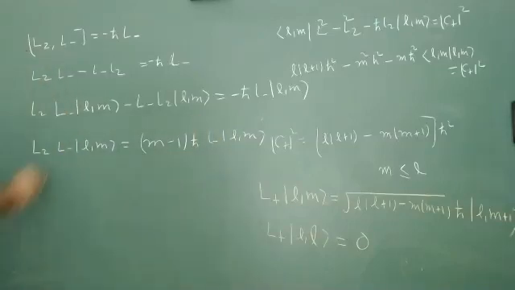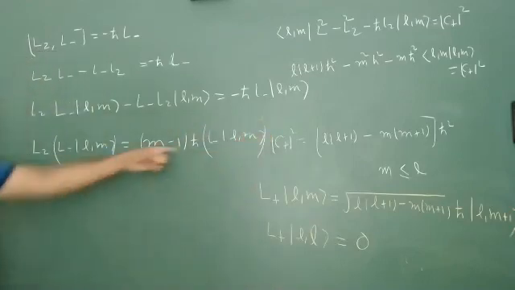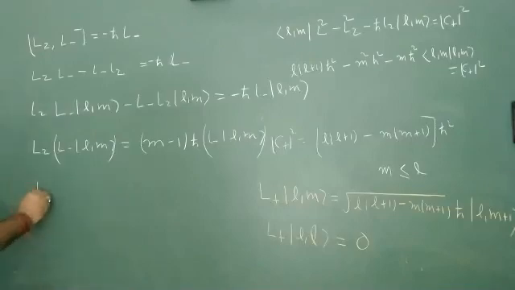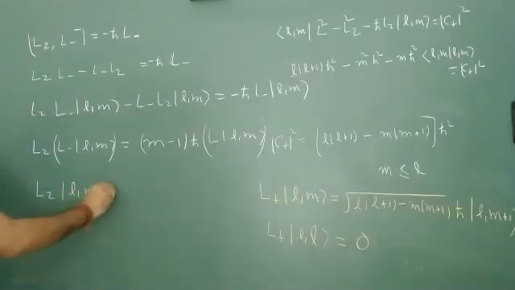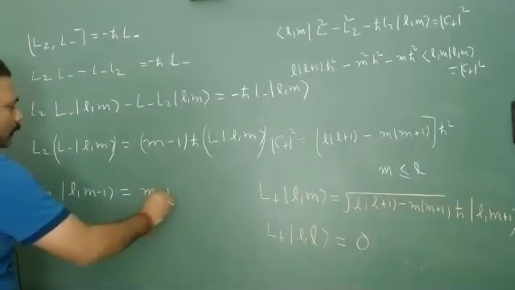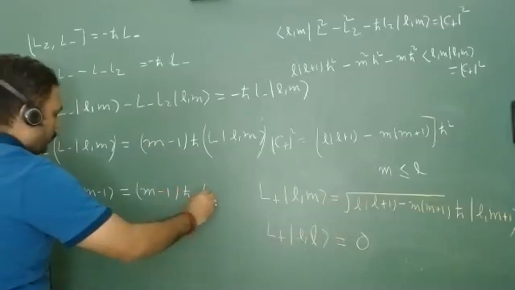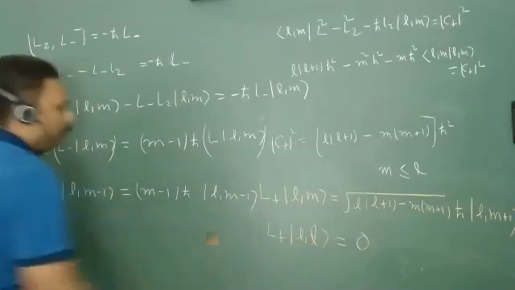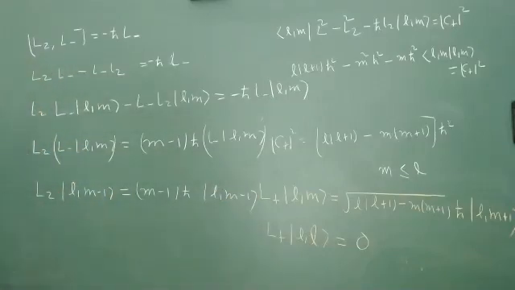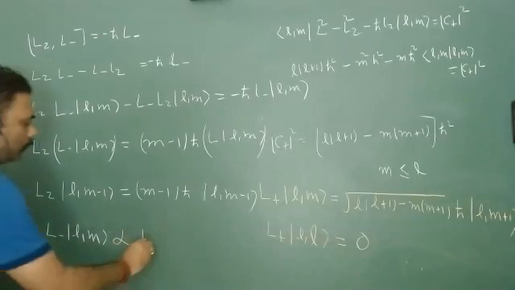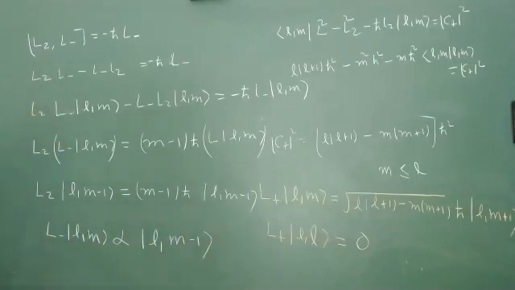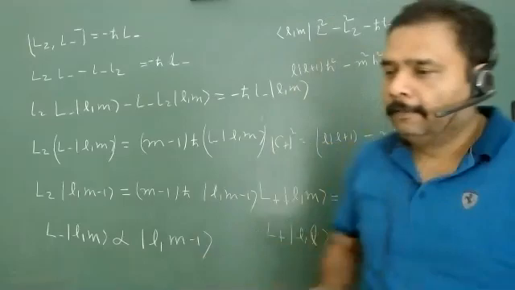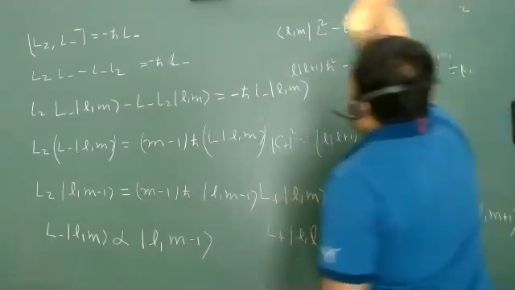So what do we have again? You have eigenvalue (m−1)ħ. And if I compare this whole story, Lz |l, m−1⟩ is equal to nothing but (m−1)ħ |l, m−1⟩. Same way, again, what can I say? I can easily say that L−|lm⟩ is proportional to |l, m−1⟩. Same story. I am just going to repeat again. Not any new thing. I am just doing it very casually.